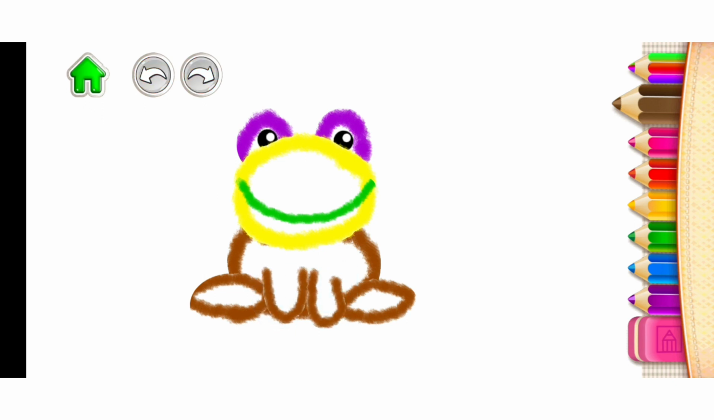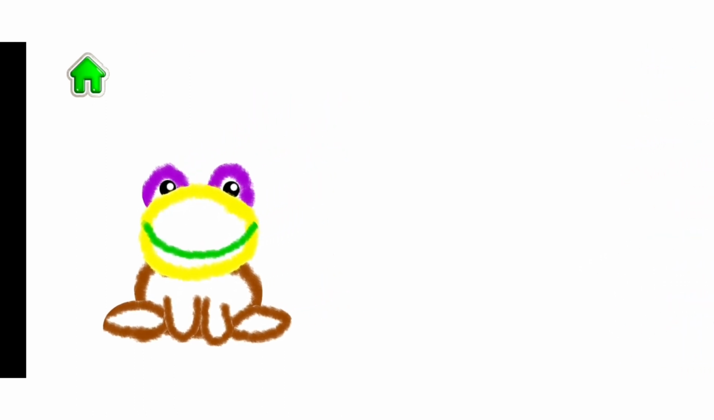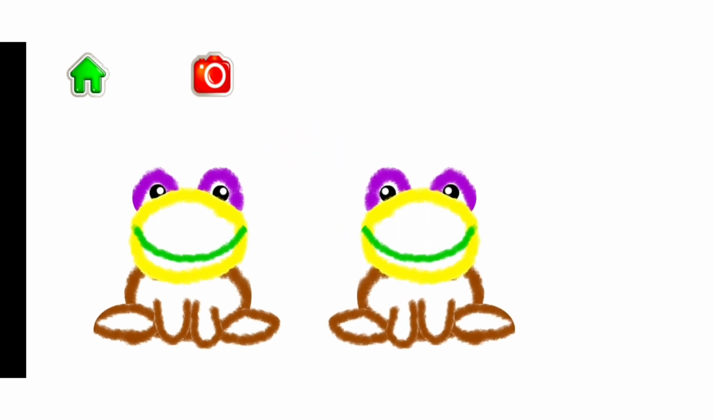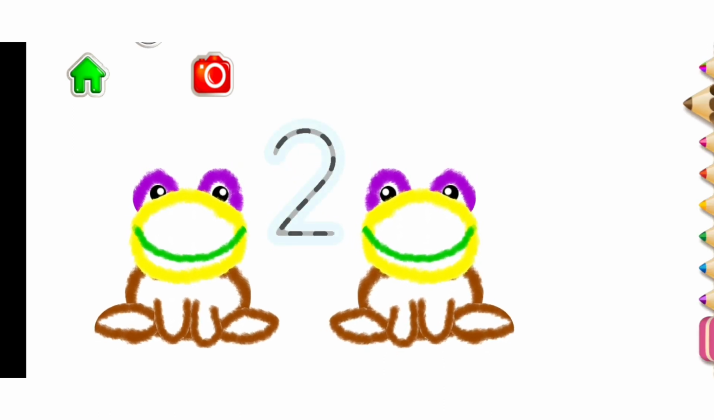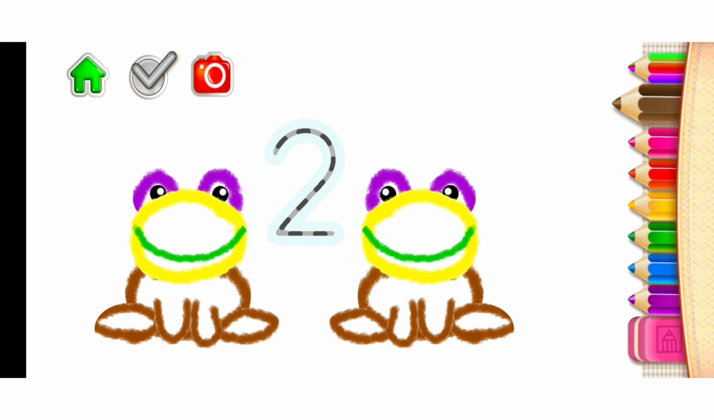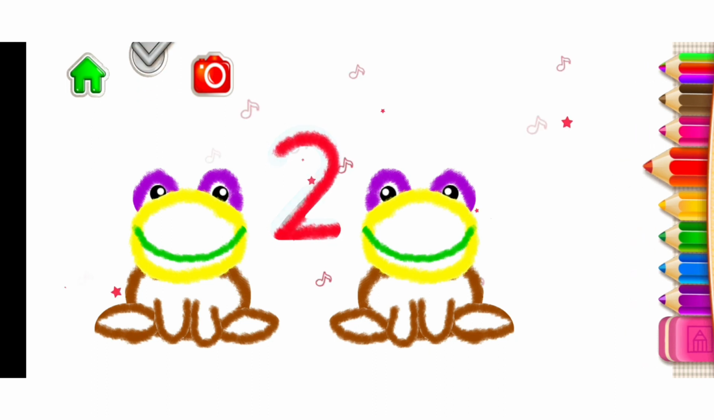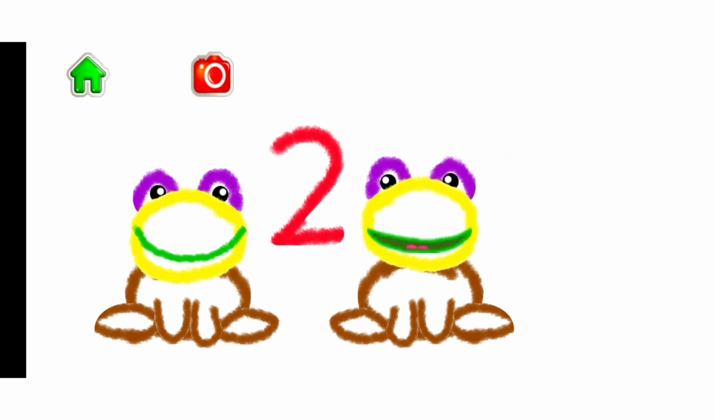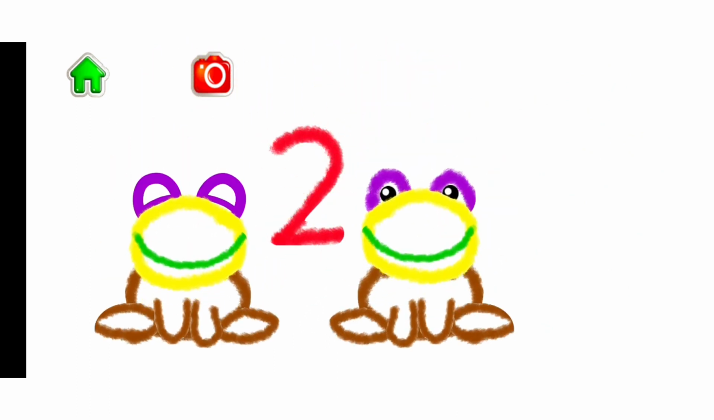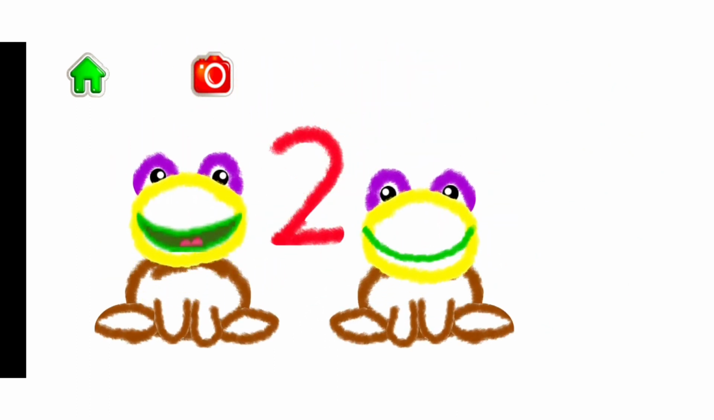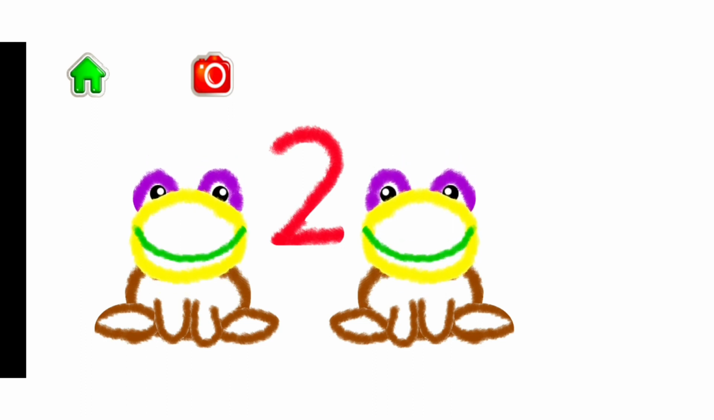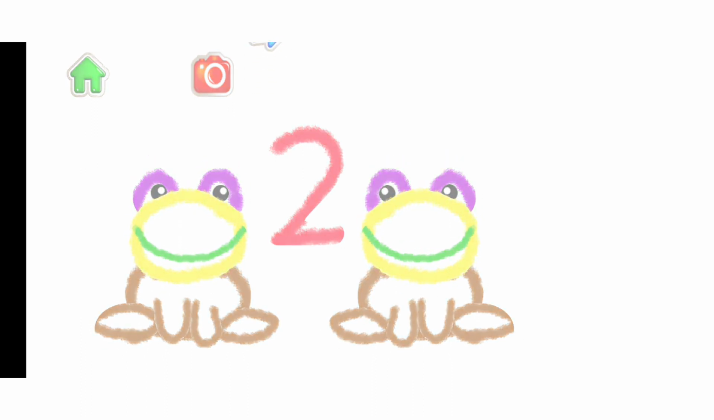Excellent! Let's count frogs. 1, 2 frogs. Write the number 2 and the frogs will hop. Red. 2. Do you want the frogs to hop more?